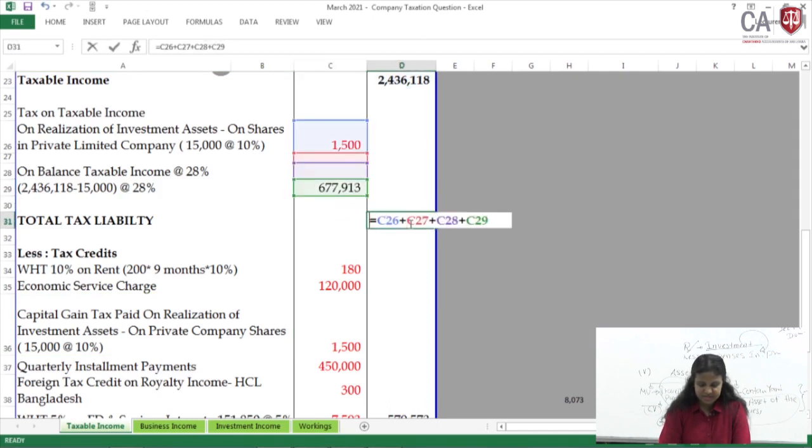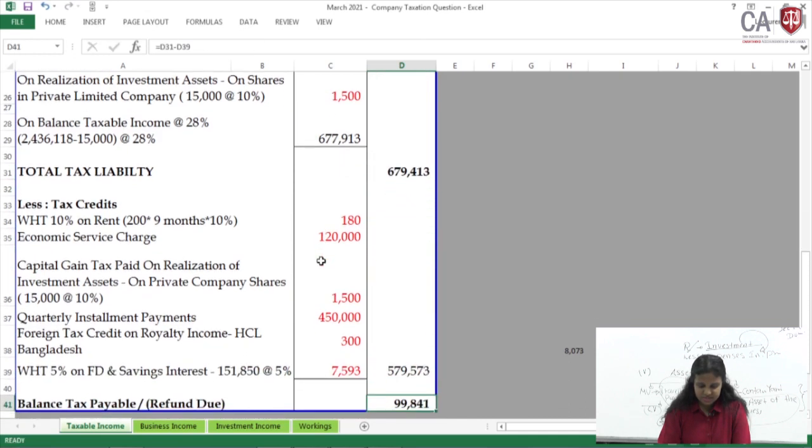Total tax liability 679,413. All the tax credits we have considered. WHT with the adjustment considered. Economic service charge, the same way, when reading the question we have taken. CGT, when reading the question and doing the adjustment, we have taken. Quarterly payment, reading the question we have taken. Foreign tax credit at the time of royalty income we have taken. FD and the savings interest at the time of reading the question we have done.